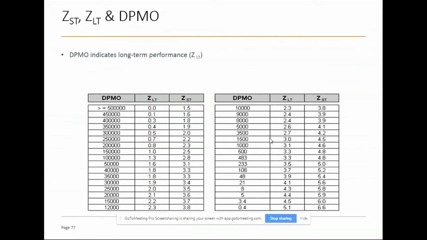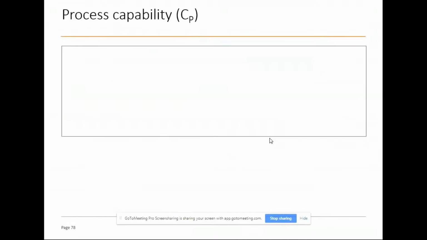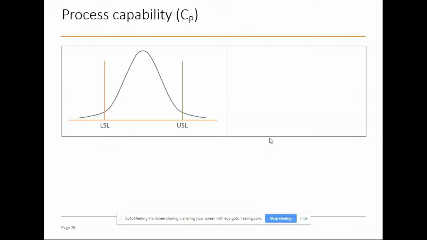Okay. There's a table for DPMO to see short-term and long-term. Right. So, and there's another concept. There is a third way of calculating process capability called CP. All that is not covered. We will quickly go through it.